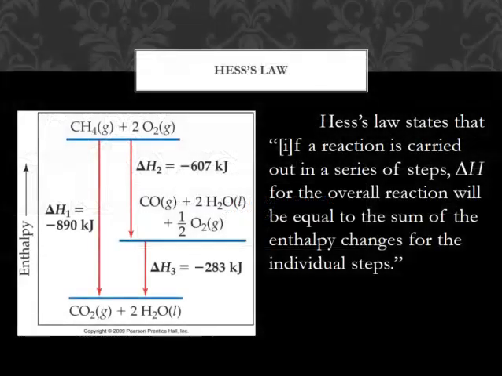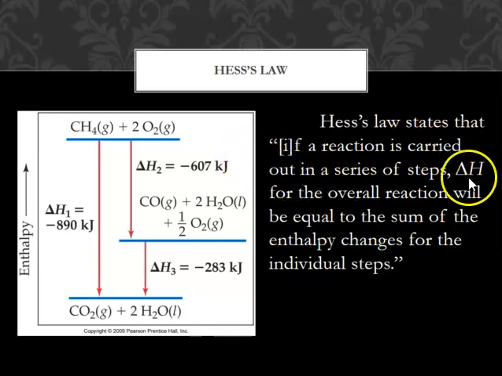Hess's Law says, I'll just read it: if a reaction is carried out in a series of steps, delta H for the overall reaction will equal the sum of the enthalpy changes for each of the individual steps. So it shows you all this craziness going on here. We have methane and oxygen, partial combustion, right? This makes carbon monoxide instead of carbon dioxide, makes some water, and you have a little bit of oxygen left over. The oxygen and the carbon monoxide react further to give you carbon dioxide.